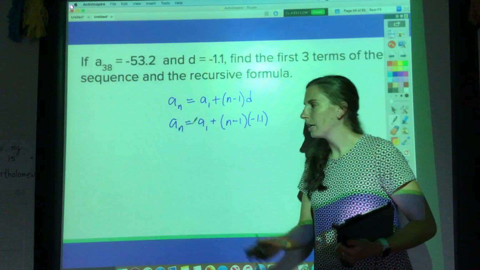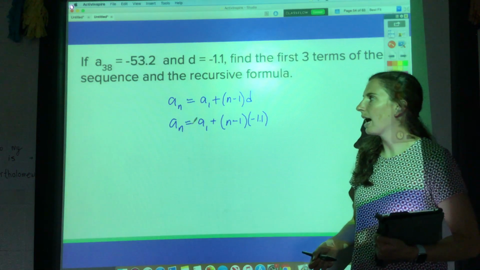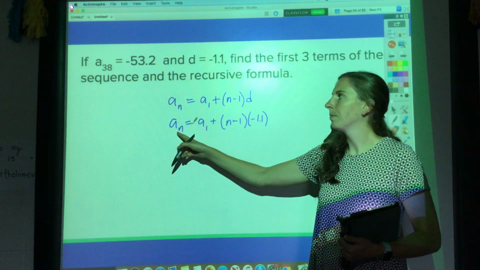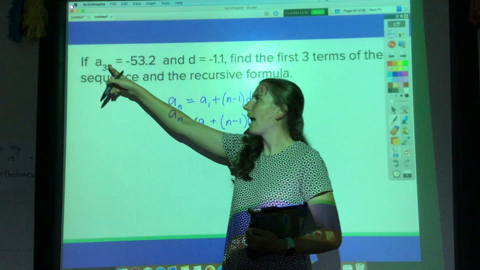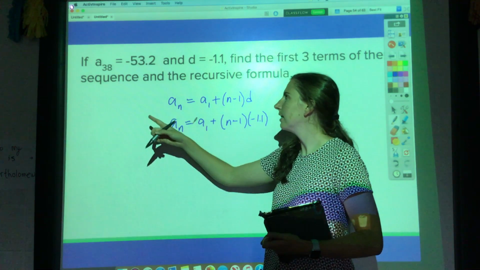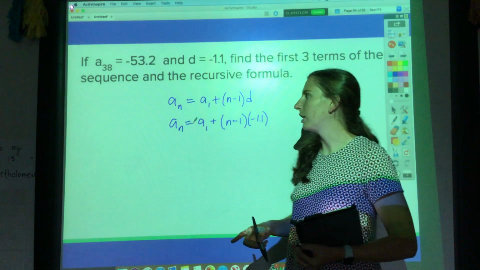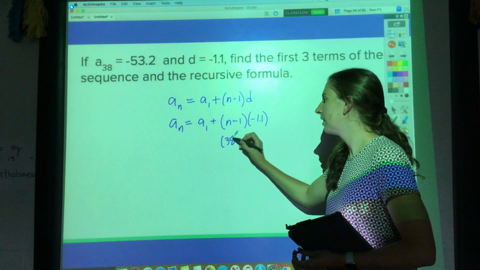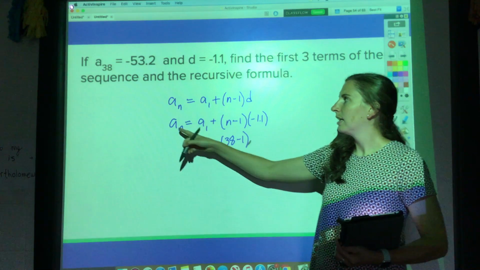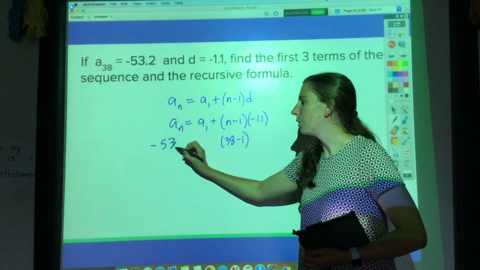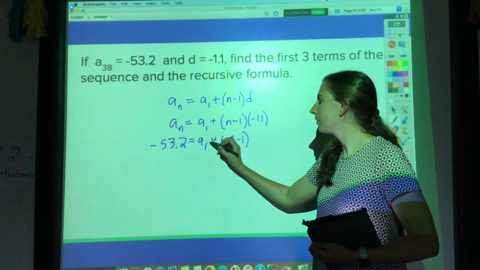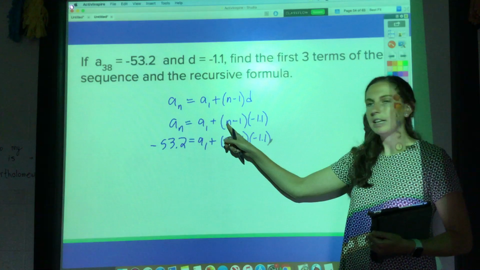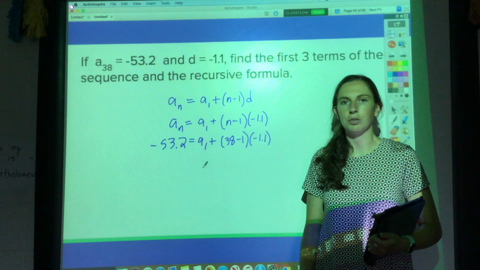So another way you could get back to A1 is you could actually fill in this information to the equation. For example, I know that A38 is negative 53.2. I know that when I fill in 38 for n, I get negative 53.2. Basically, fill in 38 and you get out negative 53.2.